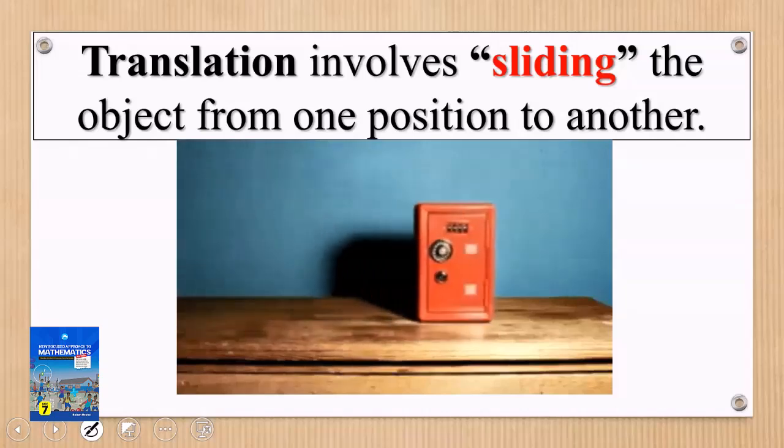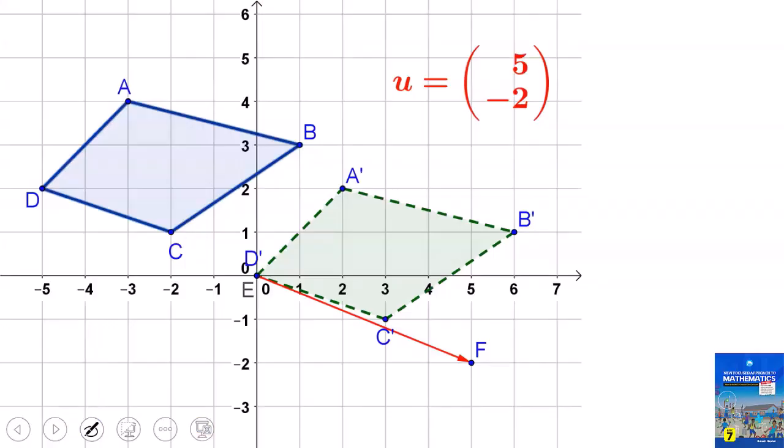That is sliding. Now, when we pick maybe a geometrical figure, let's say ABCD, which forms a quadrilateral, and we want to translate it, we must slide or move the object in a particular direction, and that direction is given in vector form, as maybe here we have (5, -2). It can be any vector at all.